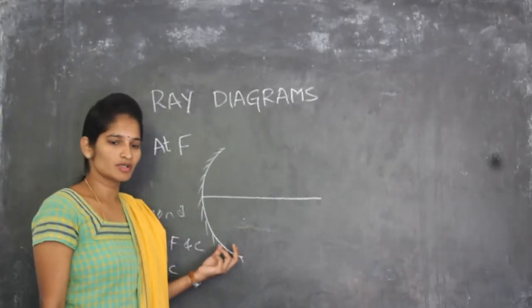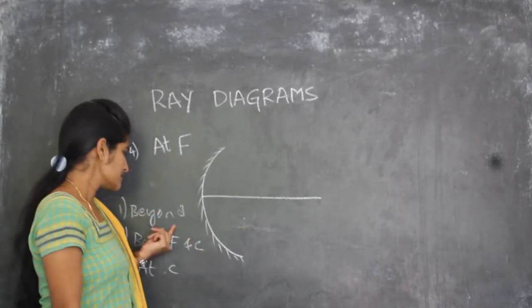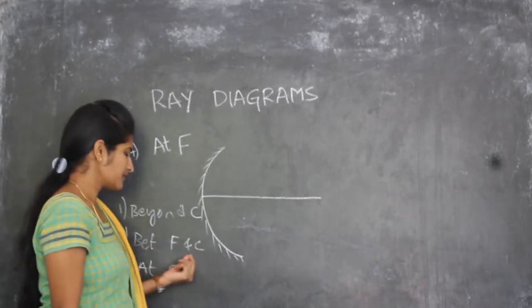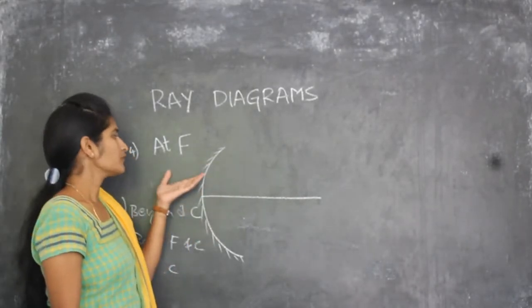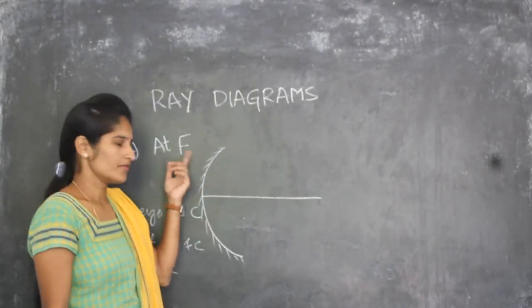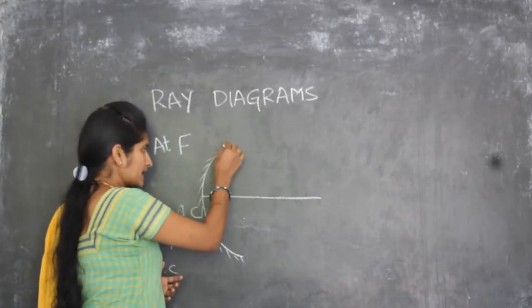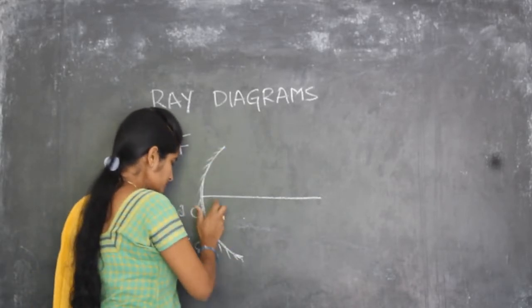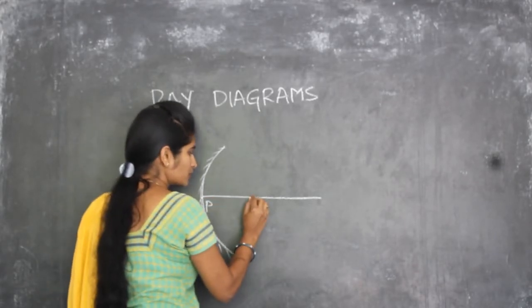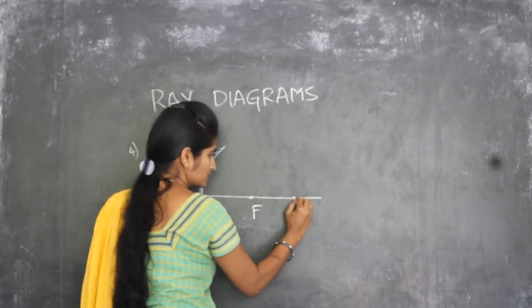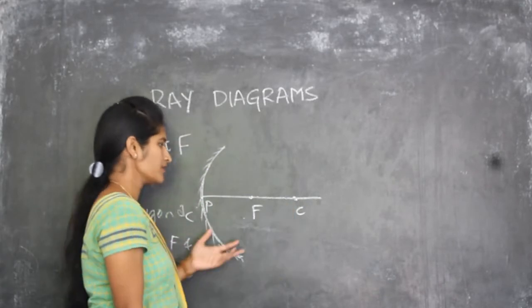In the last class we have seen about the 3 conditions, that is beyond C, between F and C and at C. Today we will see the 4th condition, that is at F. So if we take a concave mirror, this will be the pole, this will be the focus and this will be the center of curvature.